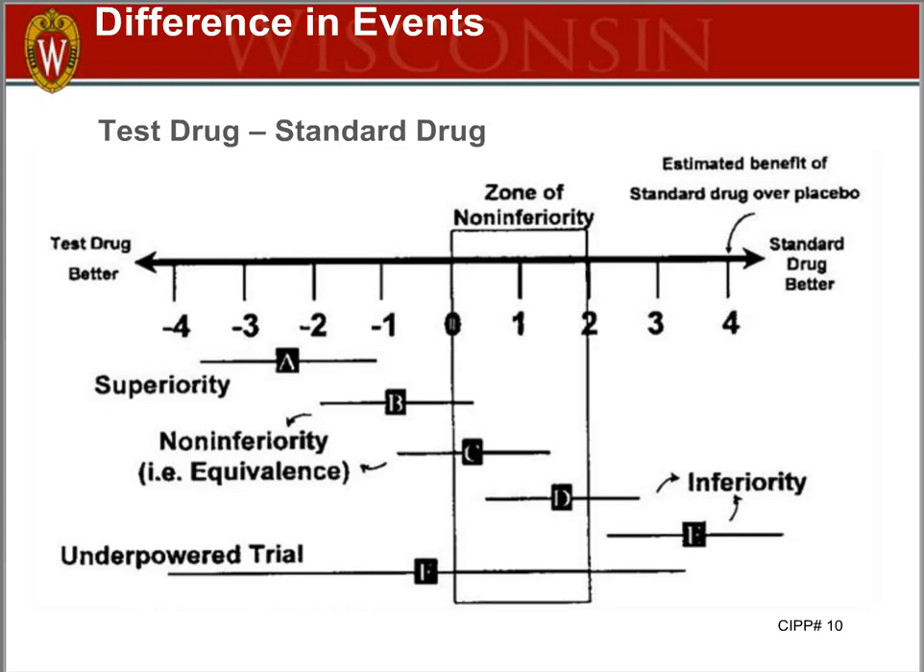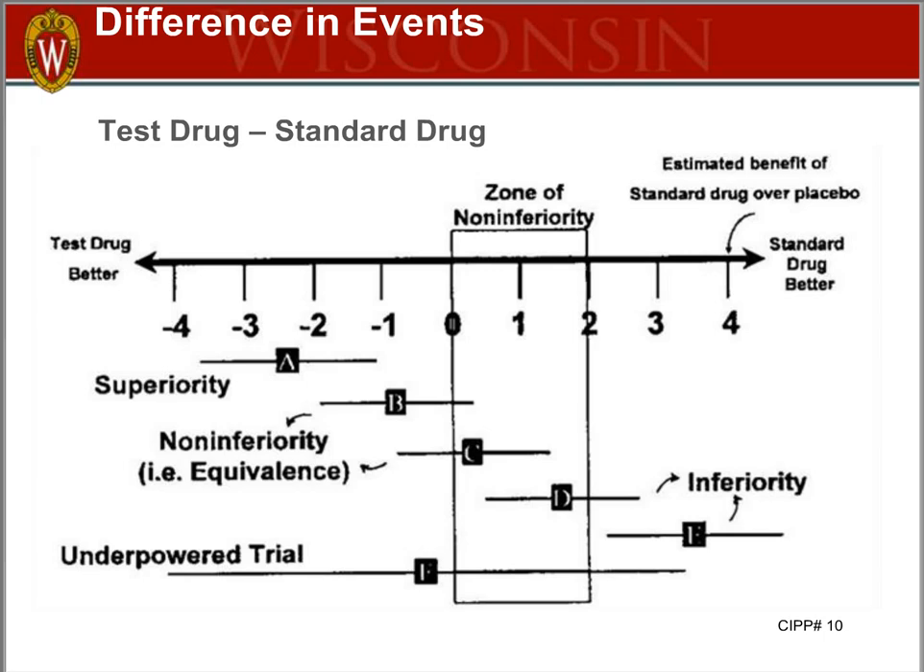This little diagram illustrates what the challenge is. Here we've looked at difference in event rates between the test drug and the standard drug, and we've defined some zone of non-inferiority. If this is event rates, then we've decided a difference between 0 and 2% would be okay in the assessment of the outcome, and if that was true, then we would be satisfied that even though the new therapy might have a slightly higher event rate within 2%, other benefits, it's cheaper, easier, less toxic, would make it a good trade-off.